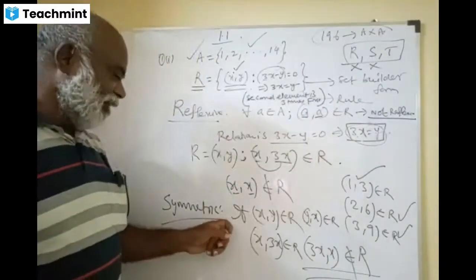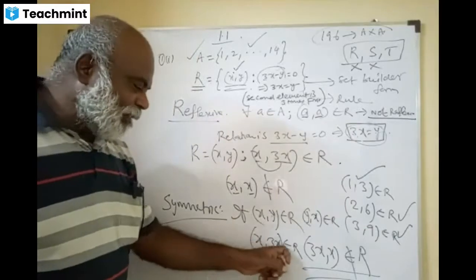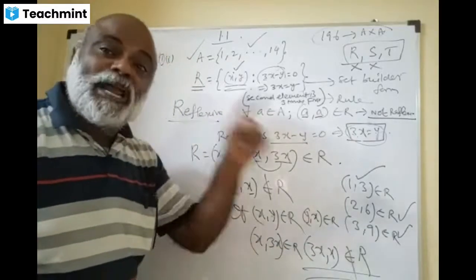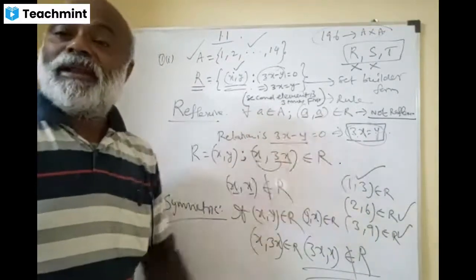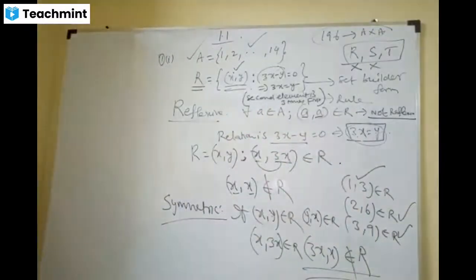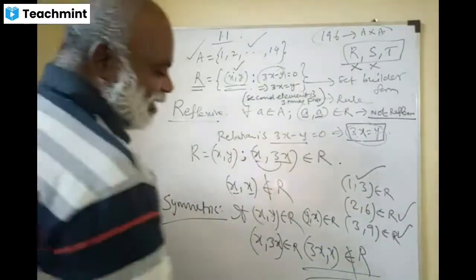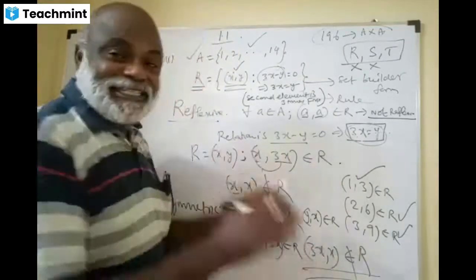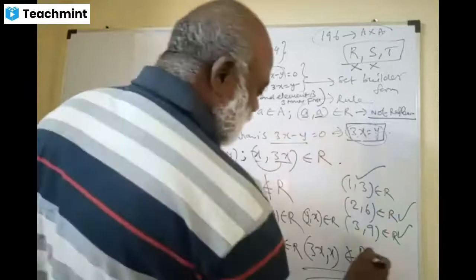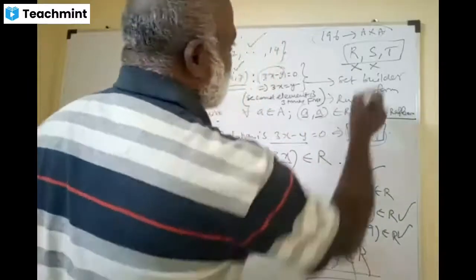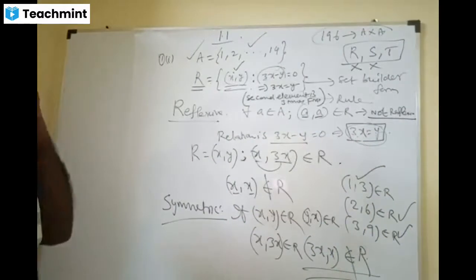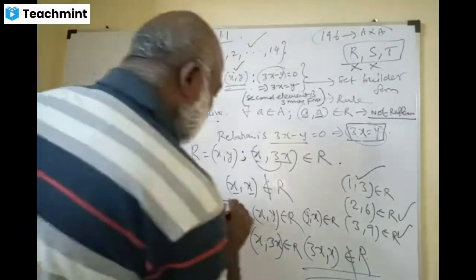Let us look at the second one. X comma 3X belongs to R. Then 3X comma X must also belong to R to say that it is a symmetric relation. But here, the second element is not 3 times the first element, whereas the reverse is there. Therefore, it does not belong, and it's not a symmetric relation. Take a note, please. This is the general definition.